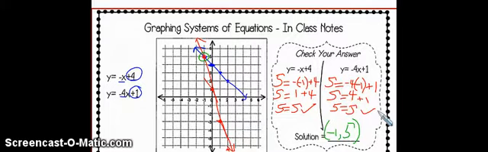They all checked out. From here, you're going to want to try those next two to kind of finish up those notes on your own, and then move on to the guided practice, which will be the next page in your packet.